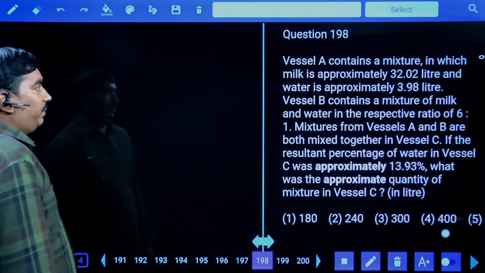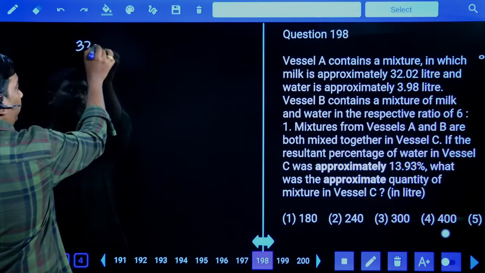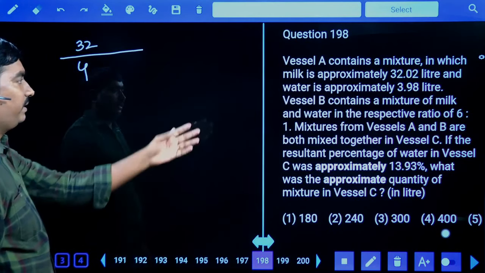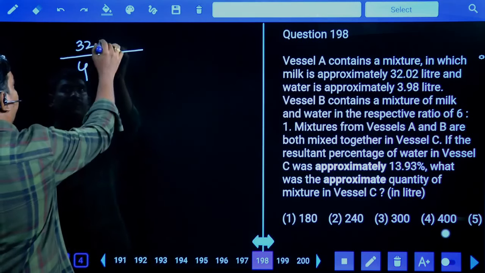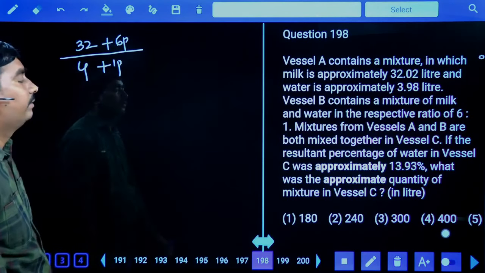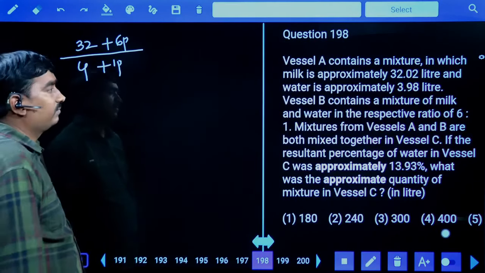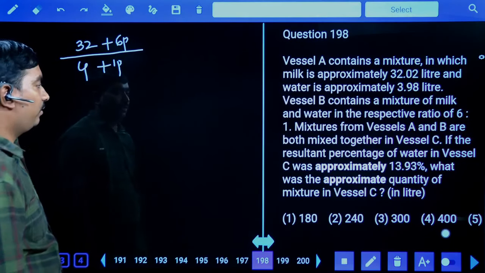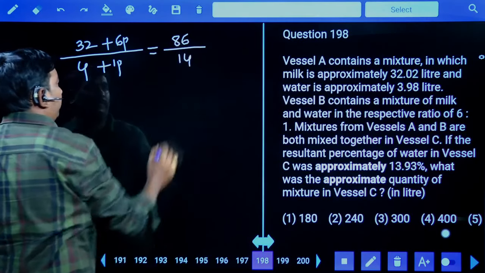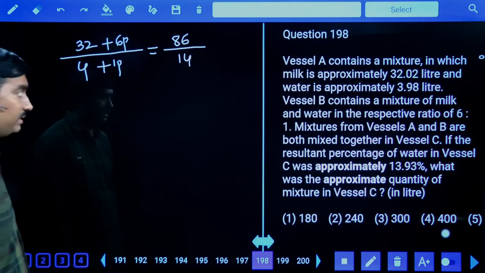Vessel A contains a mixture in which milk is approximately 32 liters and water is 4 liters. Vessel B contains a mixture of milk and water in the respective ratio of 6:1, 6 parts and then 1 part. Mixtures from vessel A and B both are mixed together in vessel C. If the respective percentage of water in vessel C was approximately 14%, water is 14% means milk is 86%. What was the approximate quantity of mixture in vessel C?